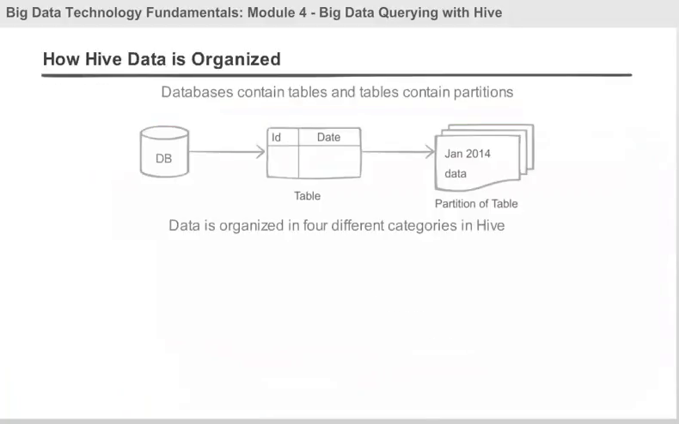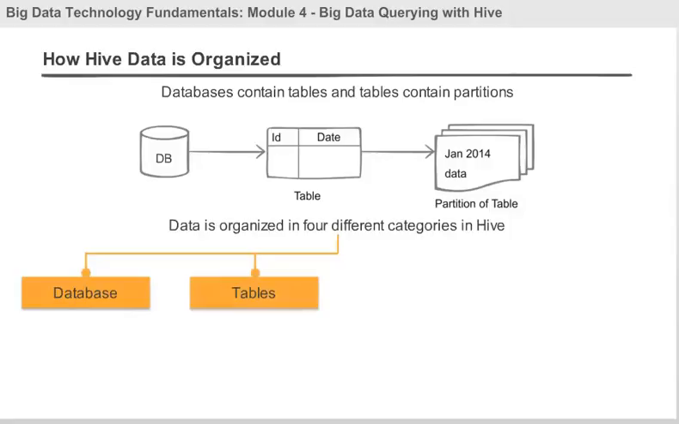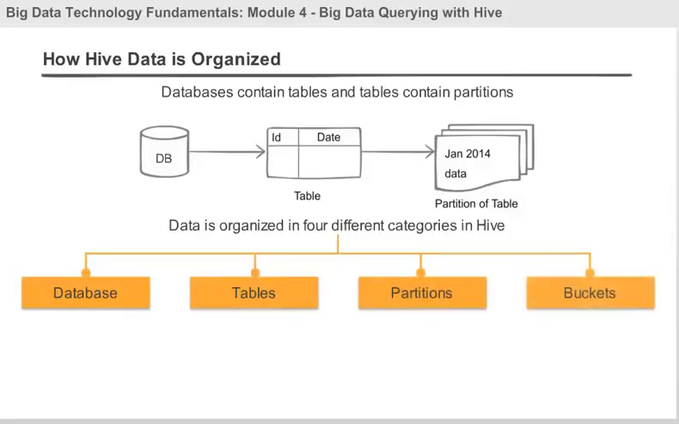Data is organized in 4 different categories in Hive. They are database, tables, partitions, and buckets. Click the buttons to learn more.